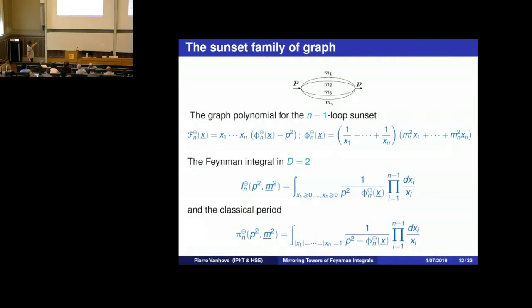And if you look at this graph in two space-time dimensions, because I want to look at the case when the masses are non-zero, then the integral is finite. No UV, no infrared divergences. So you want to compute these Feynman integrals, which is this p squared minus this Laurent polynomial over the positive quadrant. And here's the classical period where you have the same integral, but I just change the cycle.